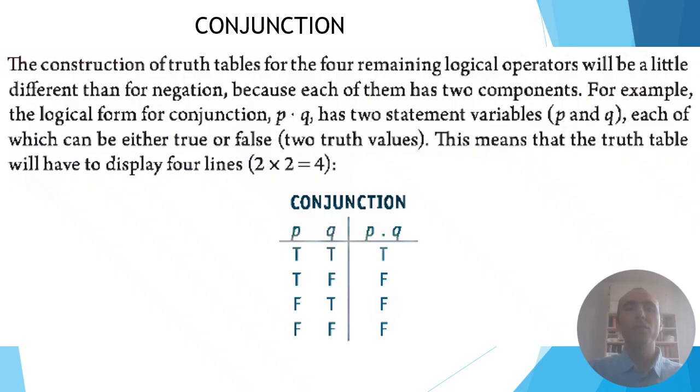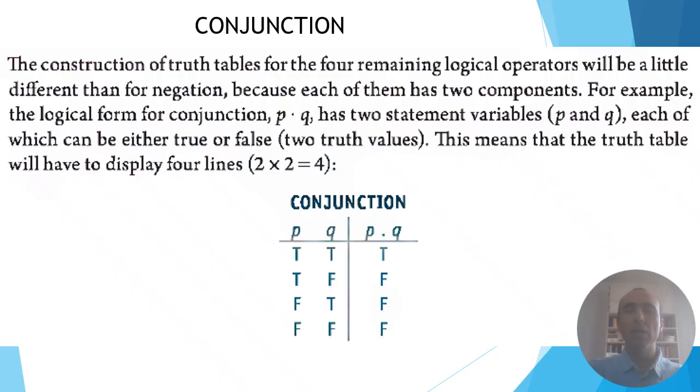The construction of truth tables for the four remaining logical operators will be a little different than for negation, because each of them has two components. For example, the logical form for conjunction, P.Q, has two statement variables, P and Q, each of which can be either true or false, two truth values. This means that the truth table will have to display 4 lines.